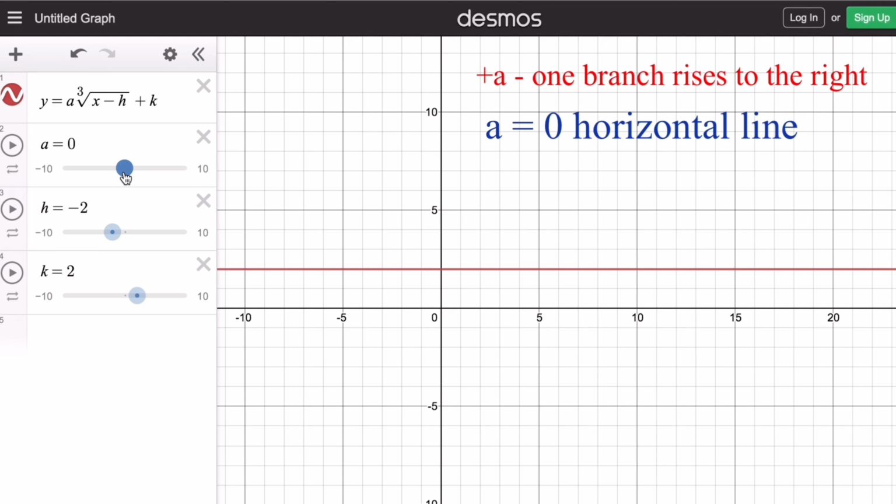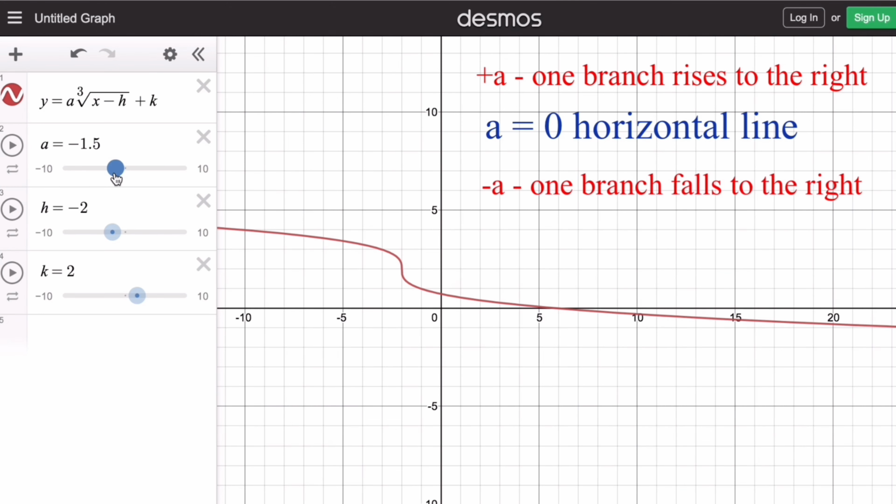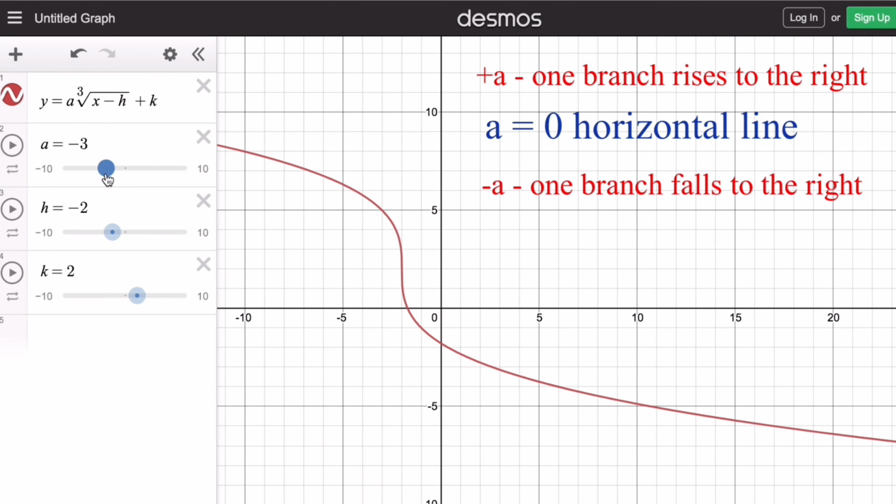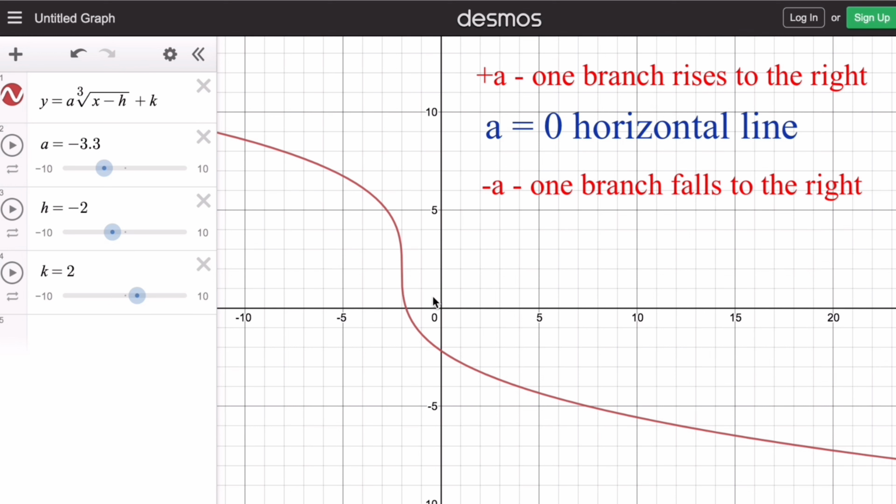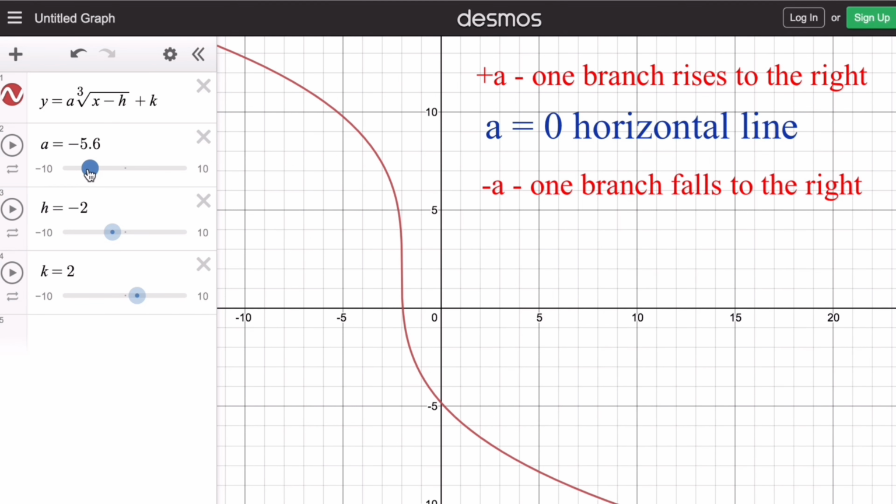On the other hand, if a is negative, one of the two branches is falling to the right. So this side right here is falling to the right, again, if our a is negative.